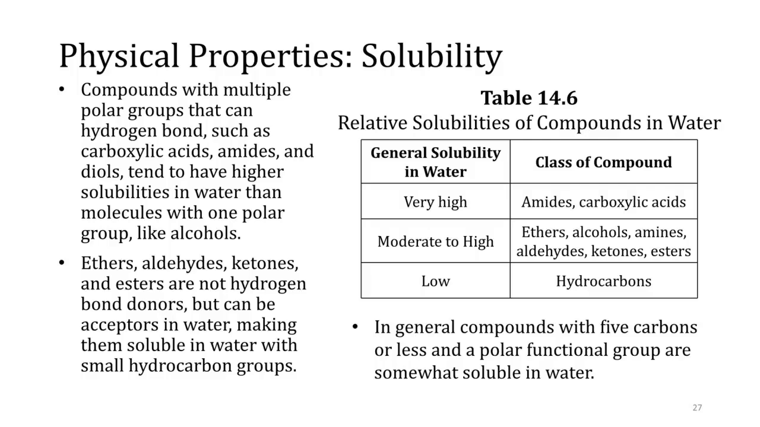Now, similarly for solubility, of course, things with hydrogen bonding are going to have the highest water solubility. So amides and carboxylic acids are very water soluble. Things that are moderate to high: alcohols generally are high, amines can be high. Ethers, ketones, esters, and aldehydes are moderate, and then hydrocarbons have low water solubility.